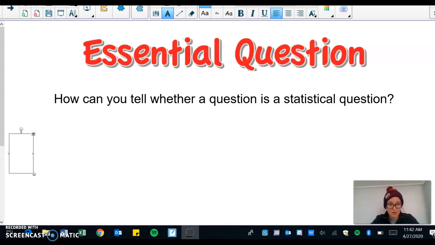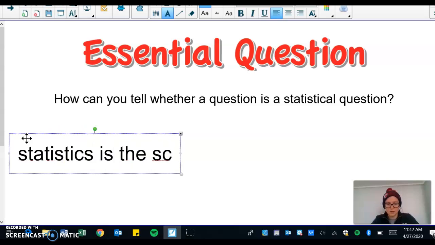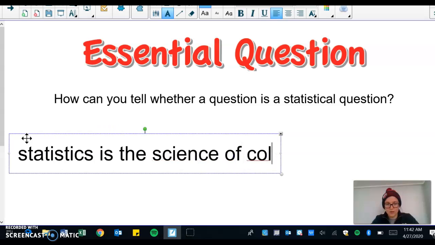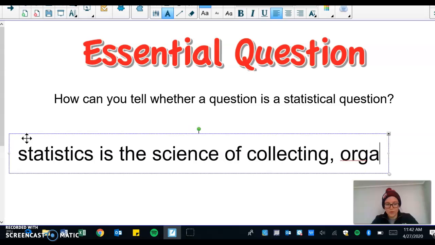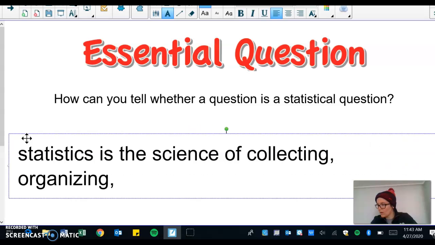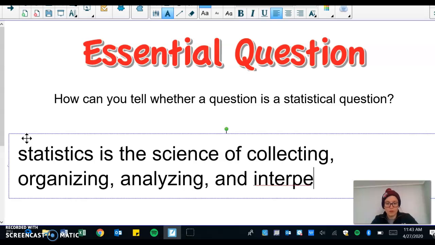So, statistics is the science of collecting, organizing, analyzing, which is like interpreting, and interpreting data. So that's statistics. So that's collecting, organizing, analyzing, and interpreting any data that you have.